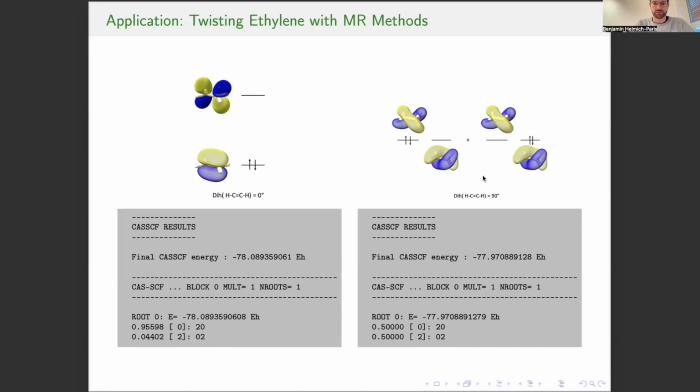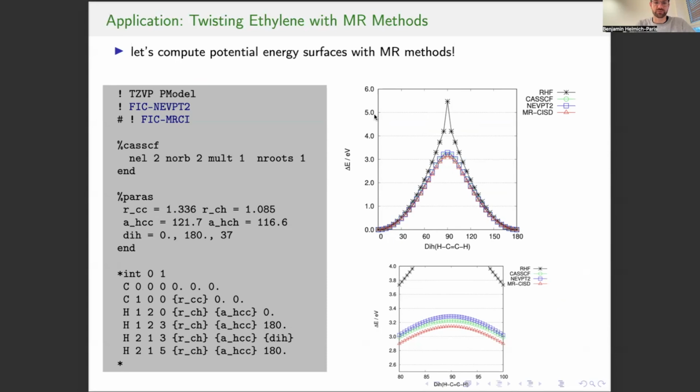For the twisted conformation, the energy is higher, and the wave function is a 50-50 mixture between these two configurations, where one of the orbitals is doubly occupied and the other one is empty. So now let's move on and calculate the potential energy surface.